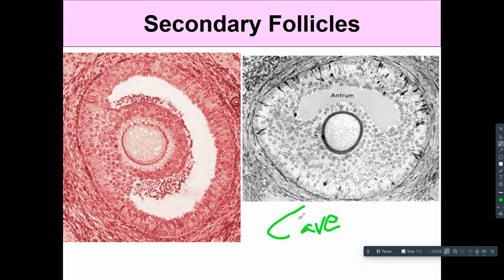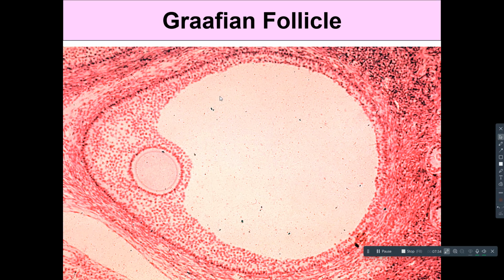And so cave gives rise to cavity, space, hollow part, cavern. There's the idea. Okay. So, secondary follicles, most die, but one will become a Graafian follicle. We usually end up with one Graafian follicle per menstrual cycle, and it actually takes multiple cycles for a primordial follicle to become a Graafian follicle.